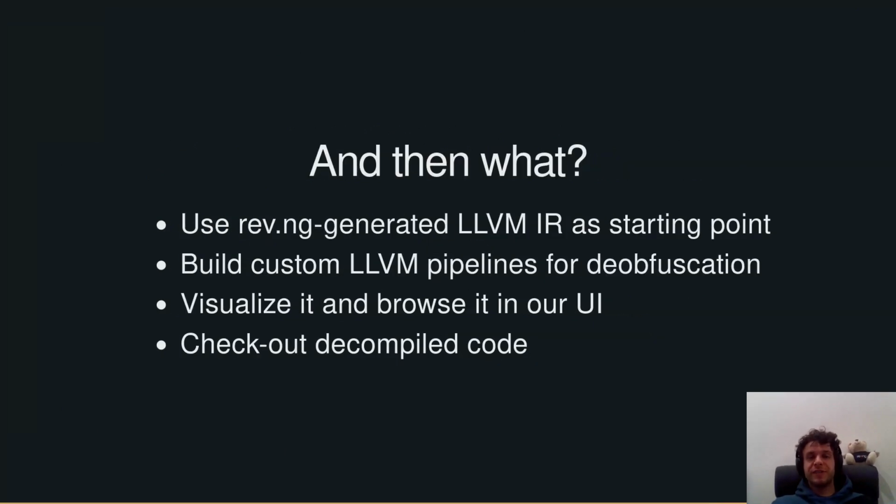So what's next? You can take LLVM-IR generated by Revenge as a starting point. You can use LLVM to build your own deobfuscation pipeline. And in the cases where Revenge is already able to overcome obfuscation that is found in your binary, you can visualize the output of Revenge in our UI that is based on VS Code, and you can check out the decompiled code and possibly expect that it comes out deobfuscated if Revenge was able to see through the simplest obfuscation techniques.